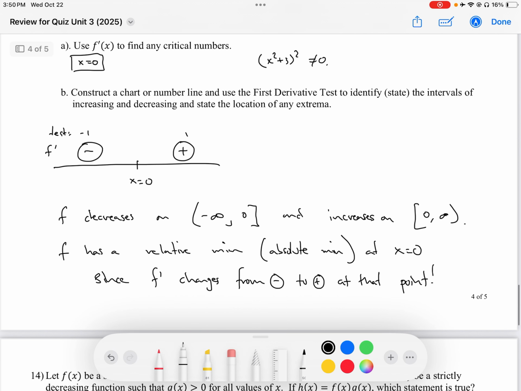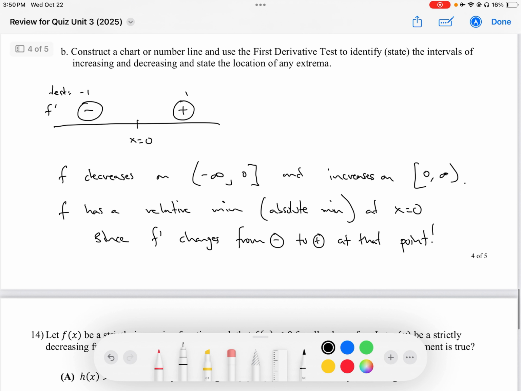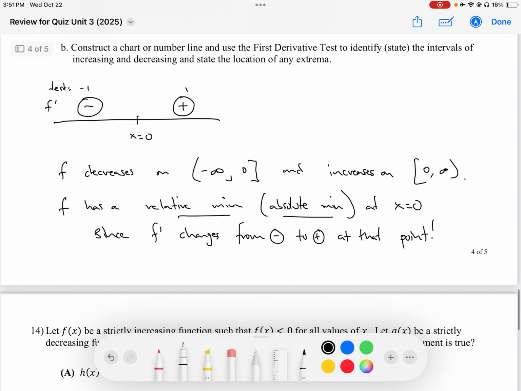So anytime there's only one critical point, and it's a minimum, it has to be an absolute minimum, because there's no way to turn back around and get to a lower place. Similarly, if you have one critical point that's a max, it has to be an absolute max.